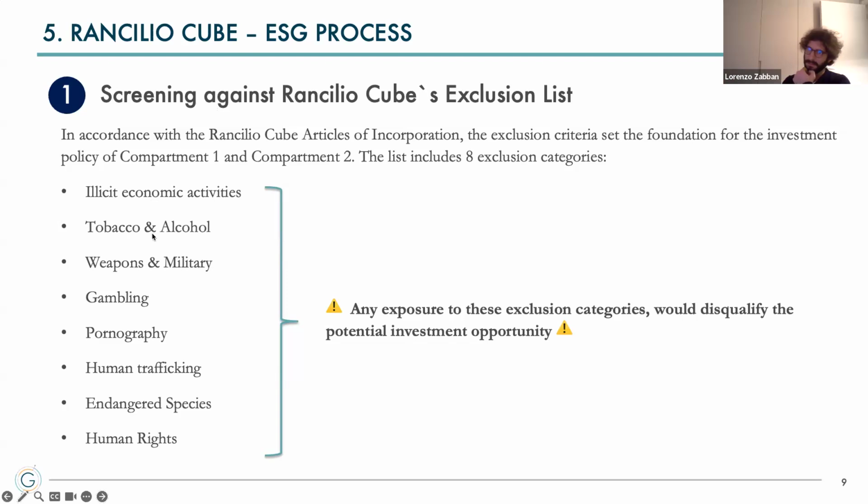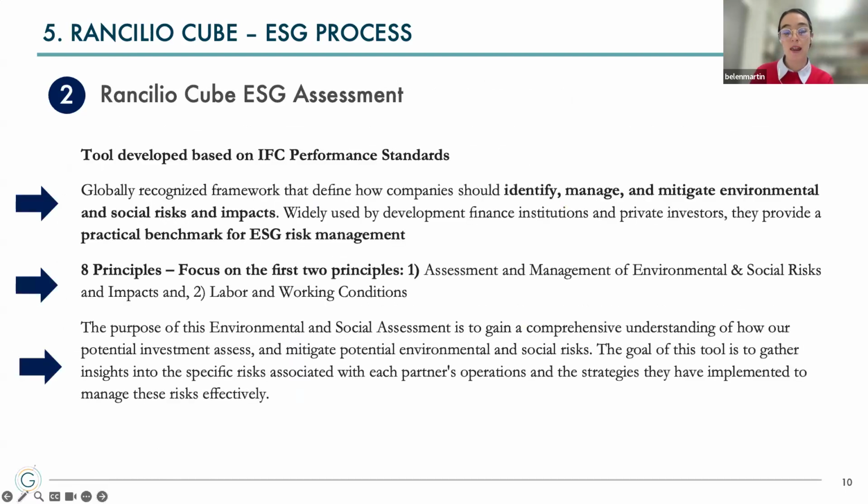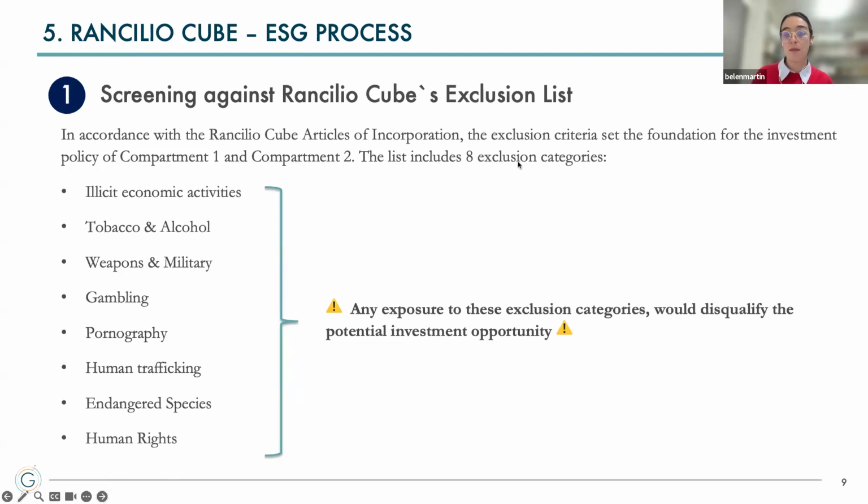Exactly. Correct. And here we have the exclusion categories. They're probably known to each of you and are quite straightforward, but they have to do with illicit economic activities, exposure to tobacco and alcohol, weapons and military, which currently is a very controversial area in the moment we're experiencing now, with these geopolitical shifts in the current environment. But we also have gambling, pornography, human trafficking, endangered species, and human rights. So this would be the first step: screening the investment opportunity against these exclusion categories.